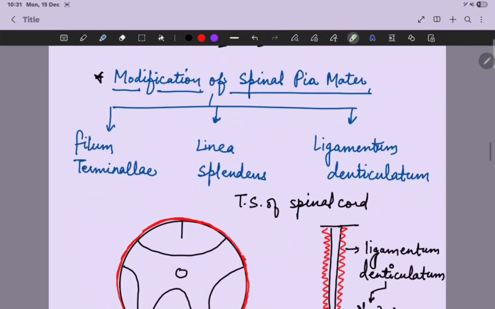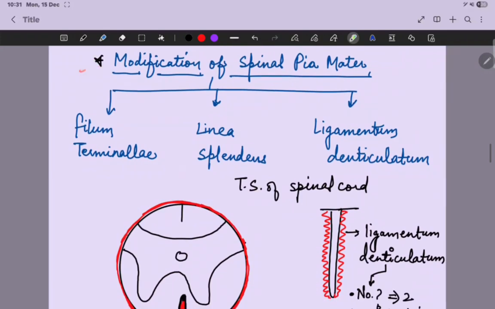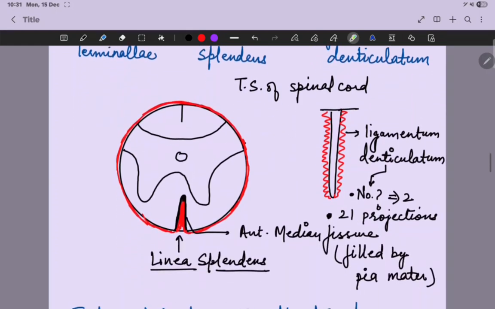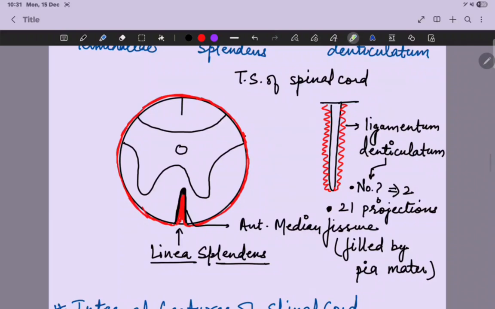Then we have the three modifications of the spinal pia mater. As I told, filum terminale is one modification of the pia mater. We have the other two, linea splendens and the ligamentum denticulatum. Here we can see the transverse section of the spinal cord, in which we can see a fissure known as the anterior median fissure. This whole lining is covered by our pia mater, and this anterior median fissure is also filled by the pia mater, and this area is termed the linea splendens.